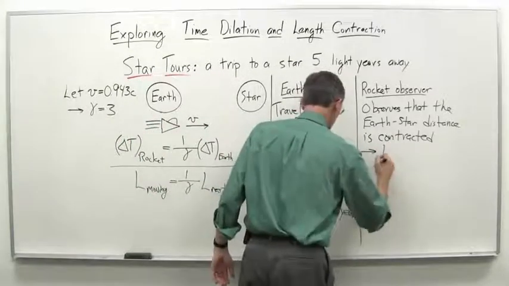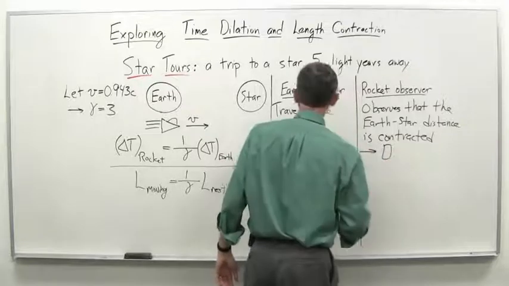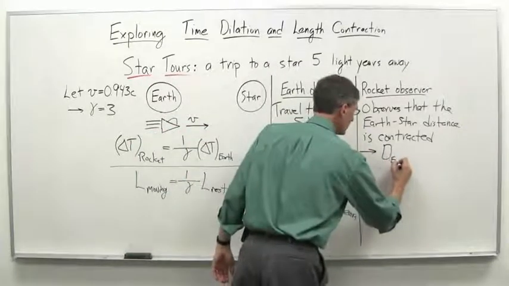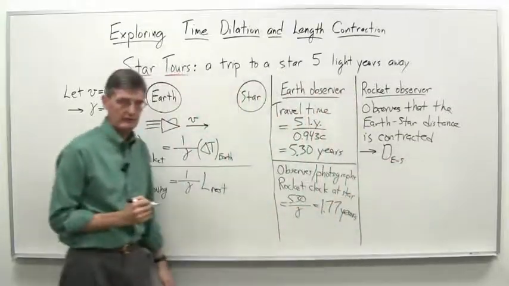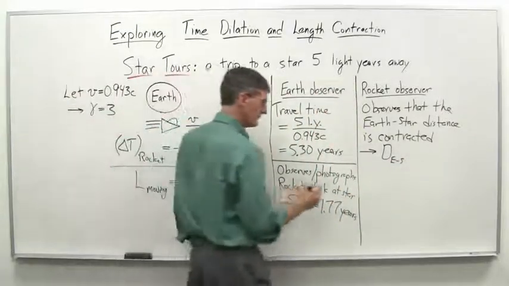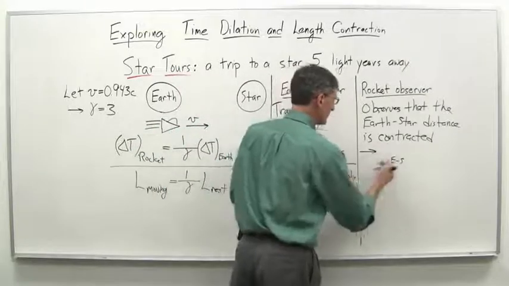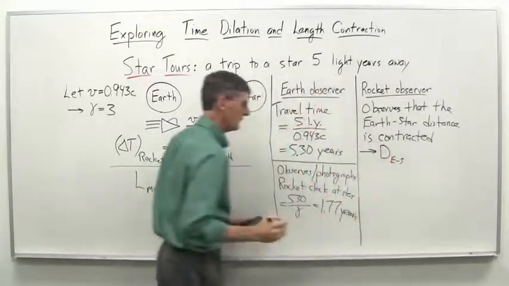we'll call it d, the distance between the Earth and star. So we'll say D_ES, the distance between the Earth and star. It's not a very good D there. Sort of like a lopsided 0 or something. There we go, a little better D.